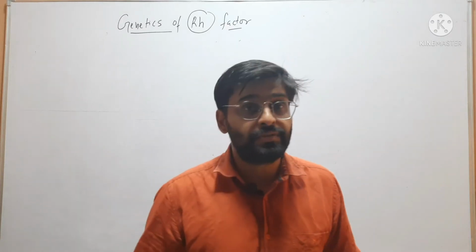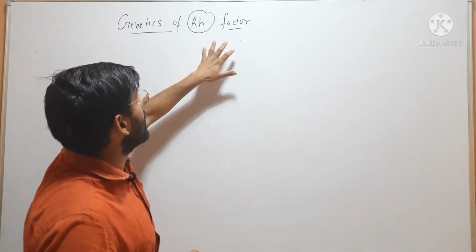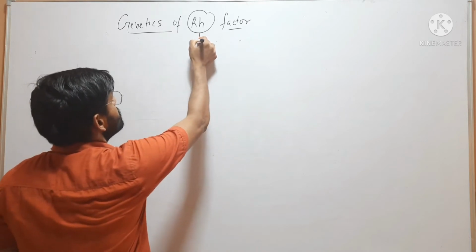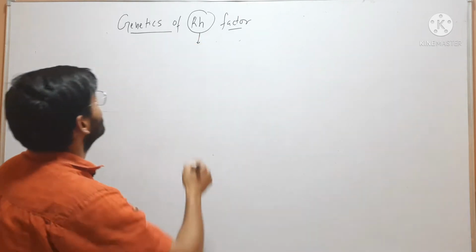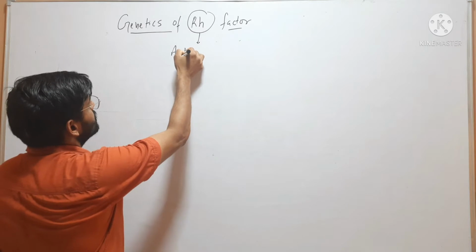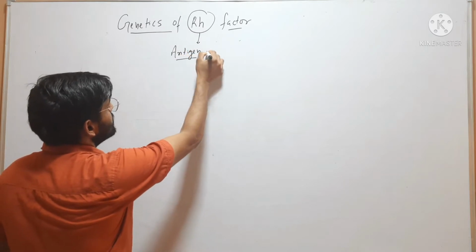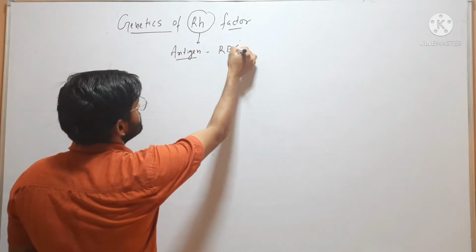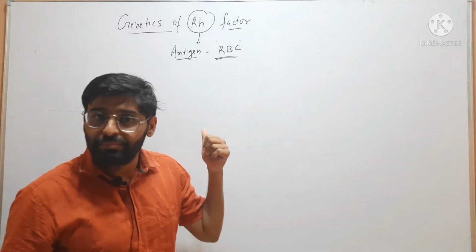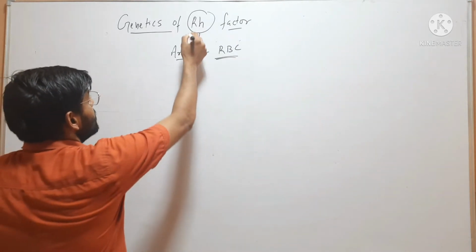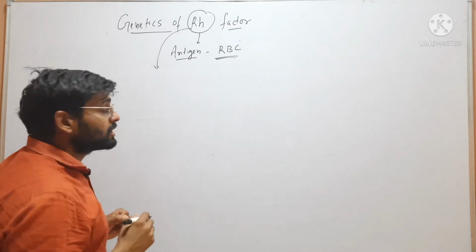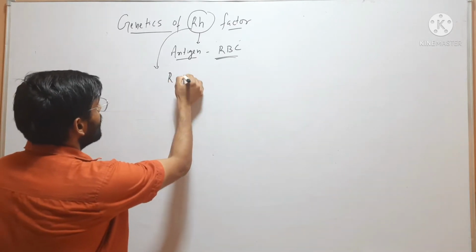Hello friends, in this video we will discuss the genetics of Rh factor. We know that Rh, or you can say rhesus factor, is an antigen that is present on the RBC of our blood. So this factor is controlled by the R gene.